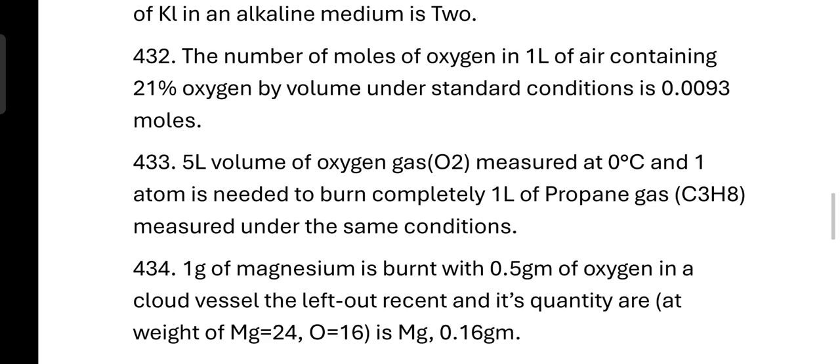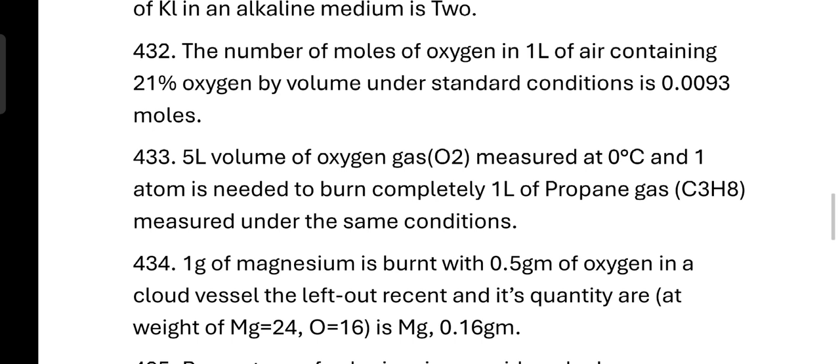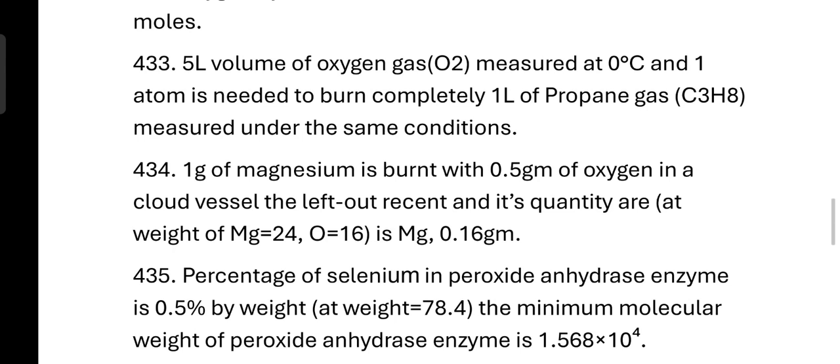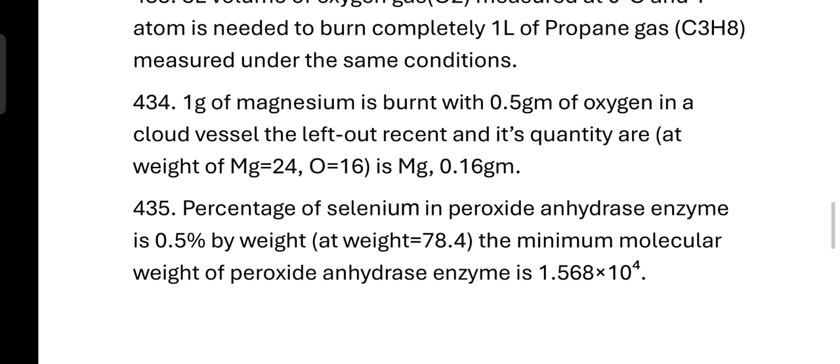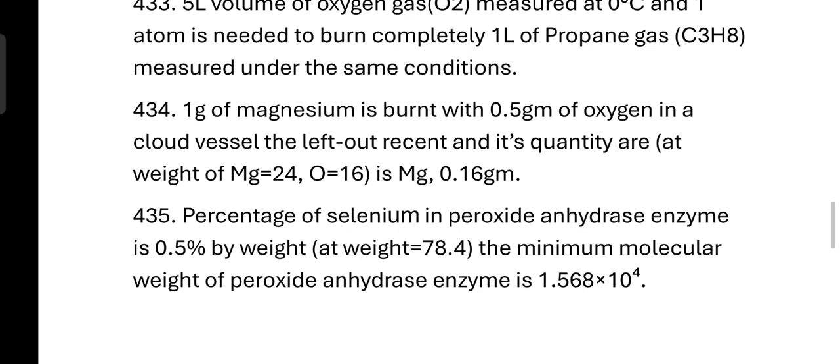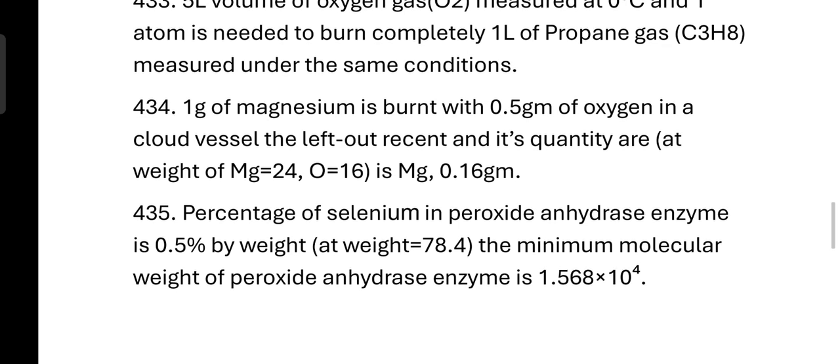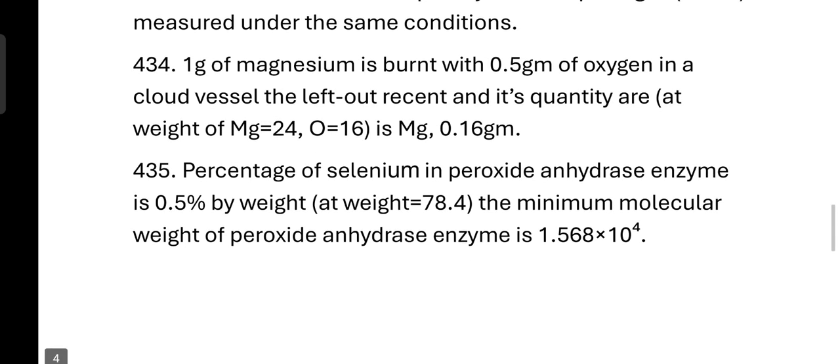The number of moles of oxygen in 1 liter of air containing 21% oxygen by volume under standard conditions is 0.0093 moles. 5 liters of oxygen gas O2, measured at 0 degrees Celsius and 1 atm, is needed to burn completely 1 liter of propane gas C3H8 measured under the same conditions.